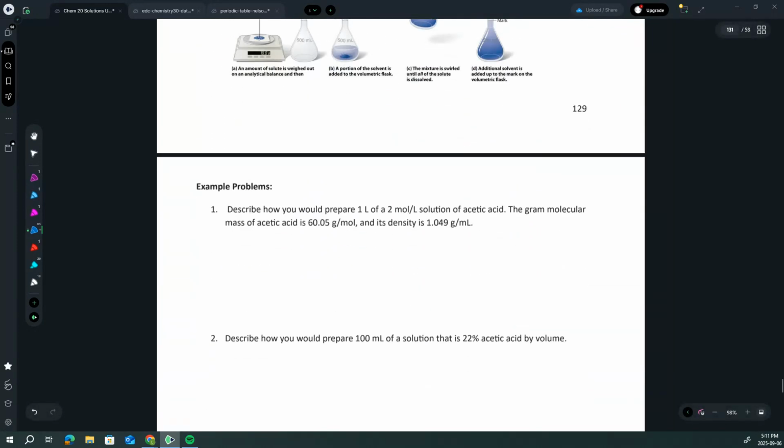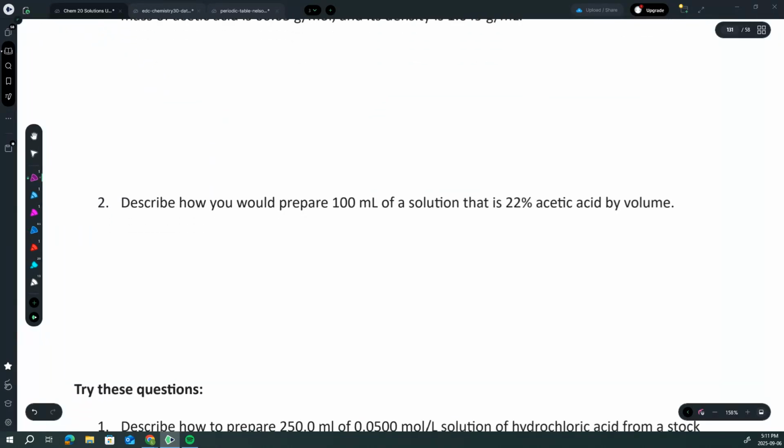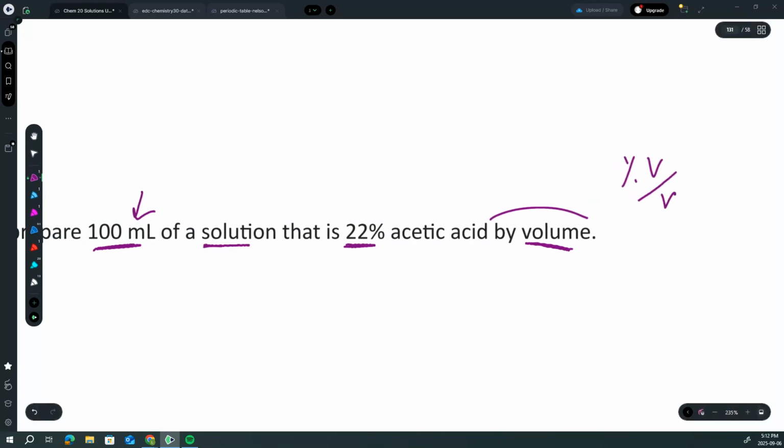All right, so don't worry about example number 1. You're not going to have questions involving density given to you. But let's take a look at question number 2. Describe how you would prepare a 100 milliliter solution of a 22% acetic acid by volume. All right, so since the units for our solution are milliliters and it's by volume, this is going to be a percent volume by volume situation here.